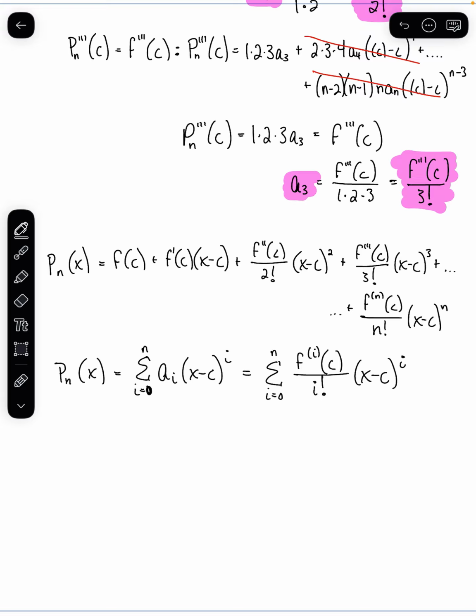The idea is that if we allowed n to get larger and larger and larger, we would get a better and better approximation. This is a topic for another lesson, but it should be noted that as n approaches infinity, p sub n of x approaches the actual function for all x.